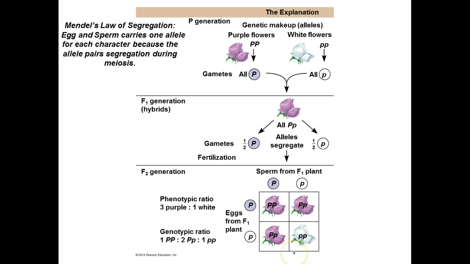And remember, phenotypic means what it looks like. And here you see the genotypic ratio. In the genotypic ratio, we look at what the alleles are. Do you have homozygous dominant, heterozygous, or homozygous recessive?